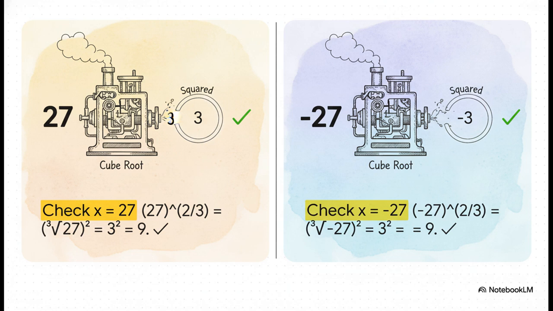So here's the rule of thumb you gotta remember. If the numerator, the top number of the original exponent, is an even number, you have to check for 2 solutions. Look here, side by side. The cube root of negative 27 is negative 3. But when you square it, and that's the 2 in 2/3, that negative sign just disappears, and you still end up with 9. That's why both of these answers work perfectly.